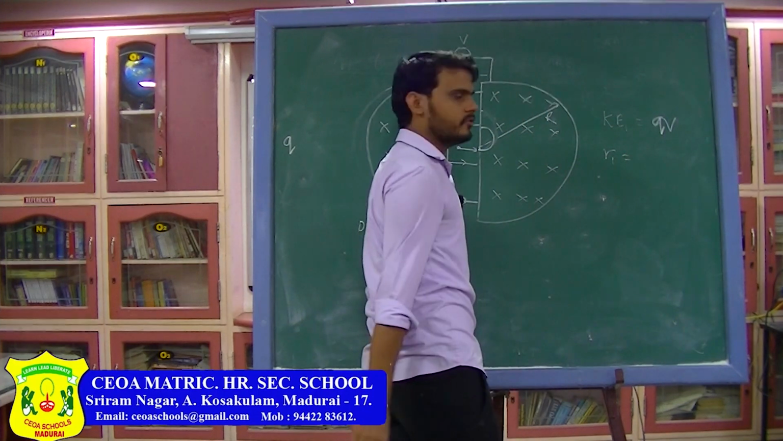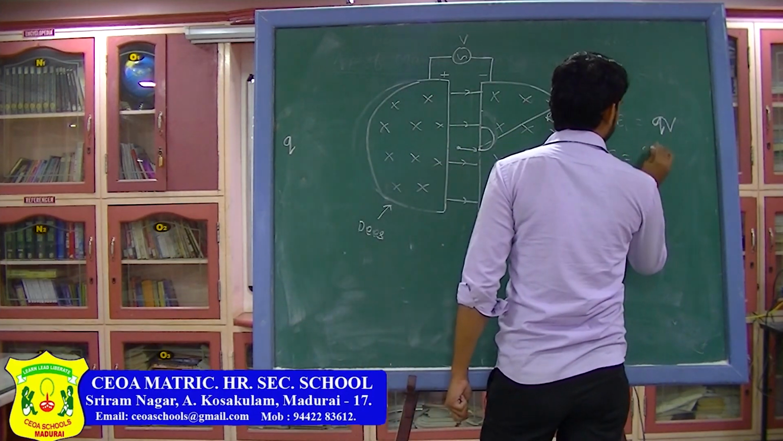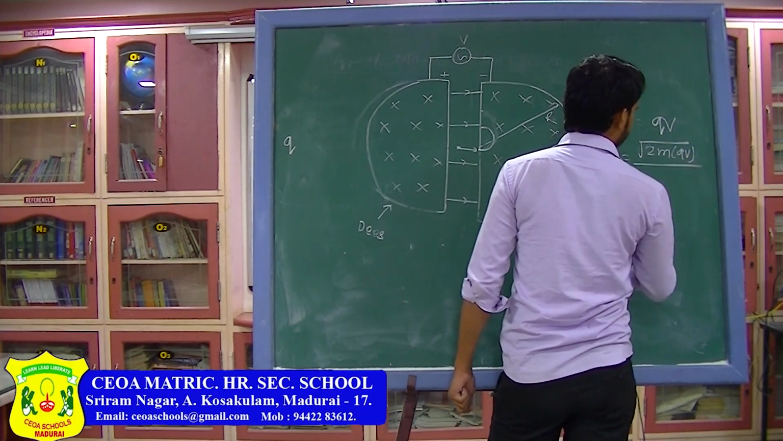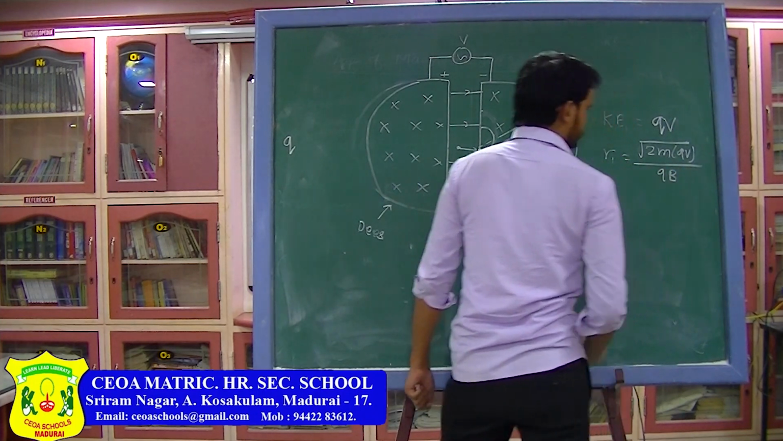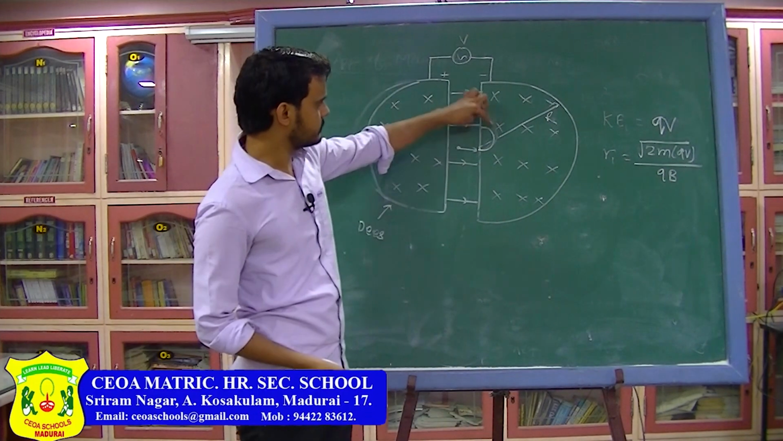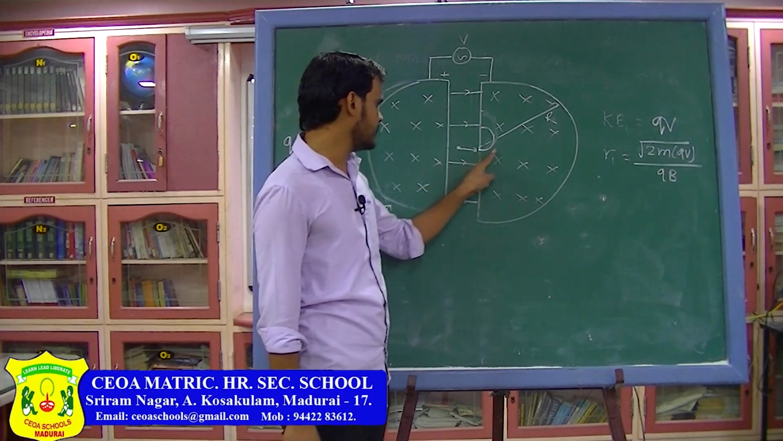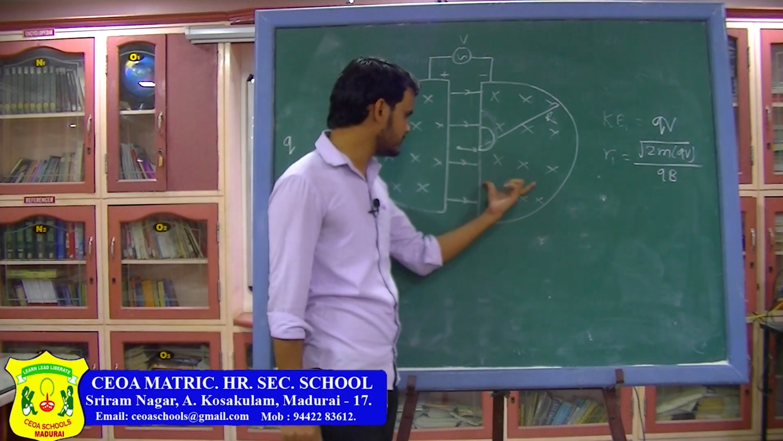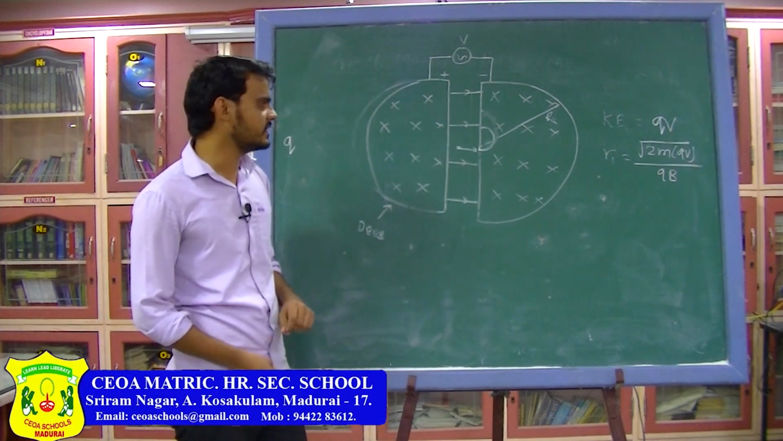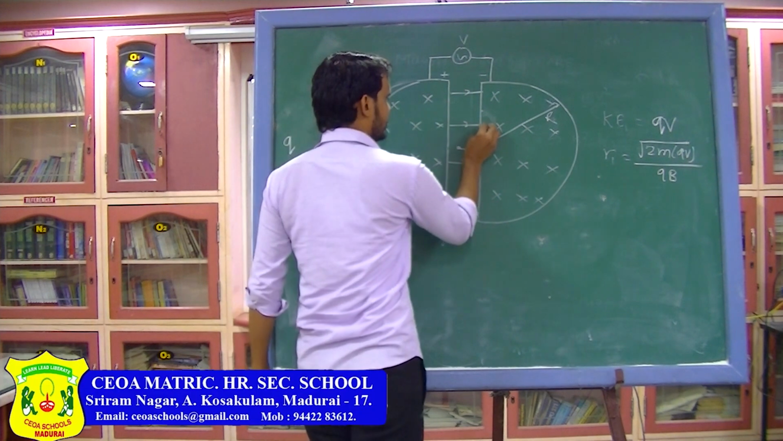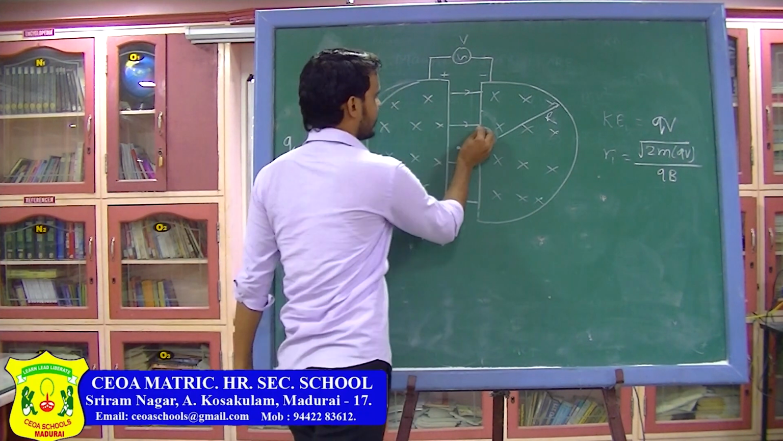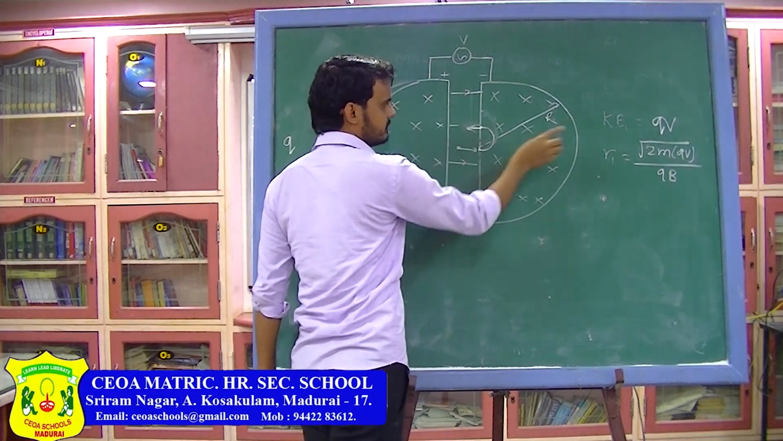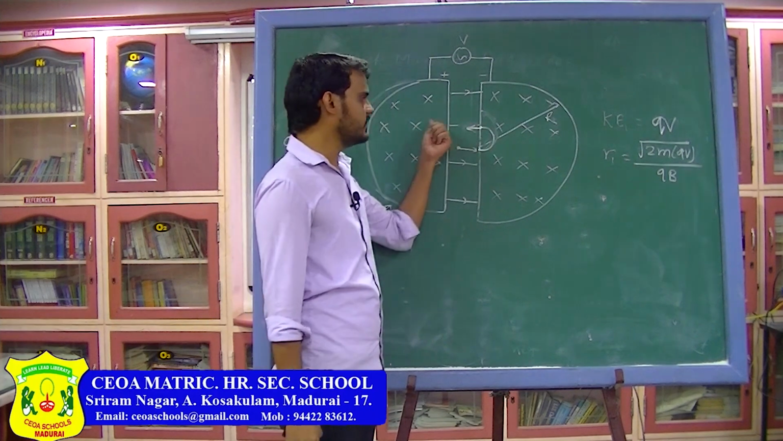We have seen the formula for radius in different forms. I can write this as root of 2m into qV divided by qB. So, this is the radius. As you know, when the particle is moving inside the magnetic field, there will be no change in kinetic energy, because the magnetic field cannot change the kinetic energy of the particle. So, when the particle again reaches this point, it will have kinetic energy equal to qV, and it will be moving in this direction.